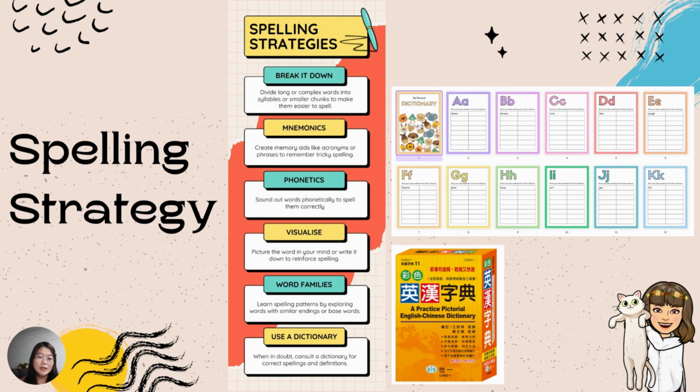And also they have to write the word down to reinforce their memory, their spelling. And also they need to learn the word families. It's like the root words, base words, prefix, suffix, something like that. And if they can't guess the word through the word families or through the base words, root words, suffix, prefix, then maybe they can use a bilingual dictionary, which can help them to check the correct definition and check the correct spelling. And they need to collect some of their unfamiliar words in their own personal dictionary.